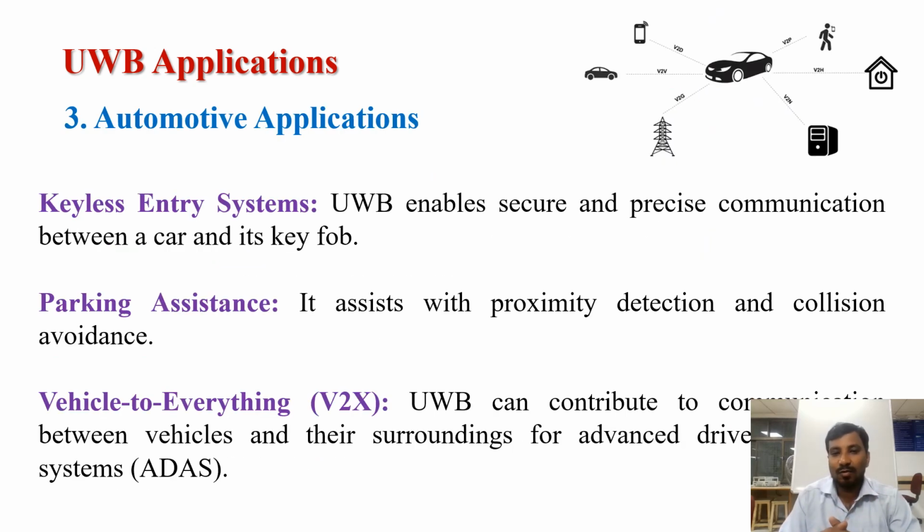Next, a very important application is automotive communications, where several features are listed on this slide. You may look at keyless entry systems, where UWB enables secure and precise communication between the car and its key fob. Next is parking assistance, which assists with proximity detection and collision avoidance. In vehicle to everything, ultra wideband can contribute to communication between vehicles and pedestrians, and it can also be used for advanced driver assistance systems.